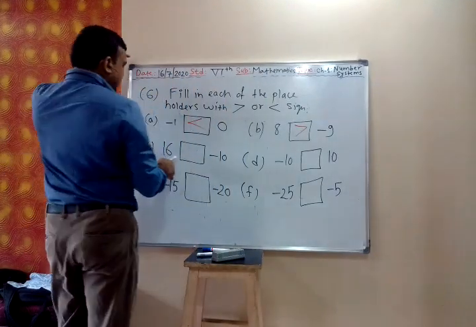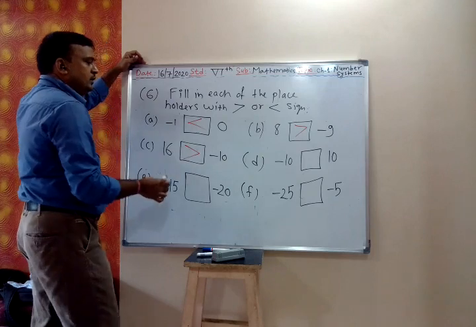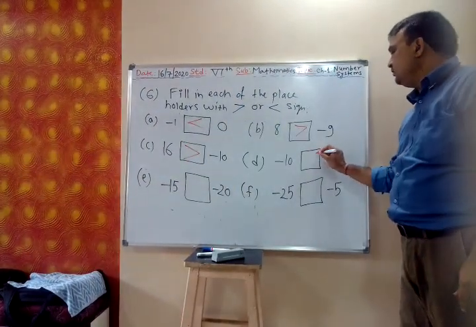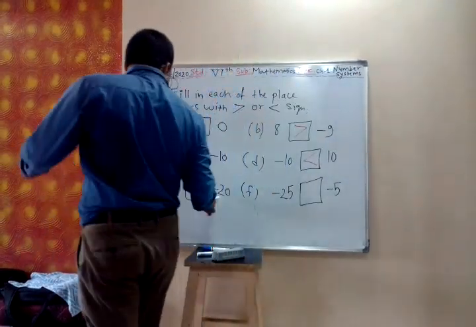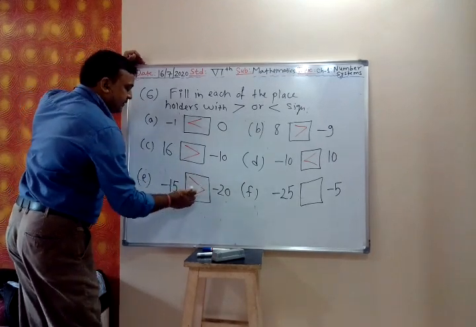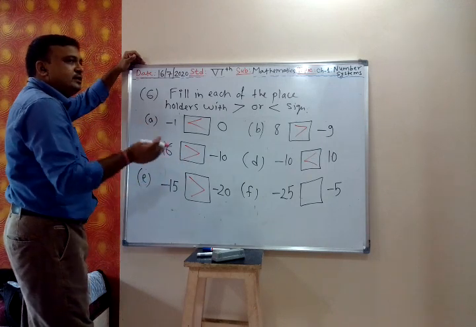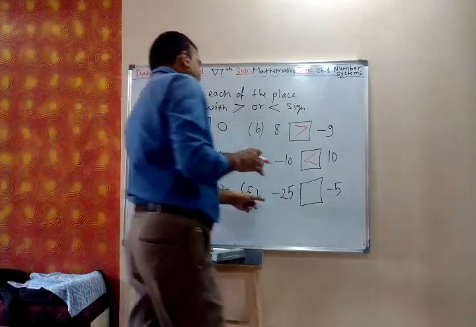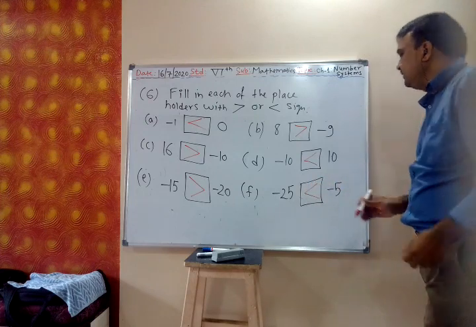-16 and -10. -10 is on the right, so this is bigger. -10 and +10. +10 is on the right, so this is bigger. -15 and -20. -15 is on the right, so this is bigger. The number which is on the right is bigger. The number which is on the left will be smaller. -25 and -5. -5 is on the right, so this is bigger.